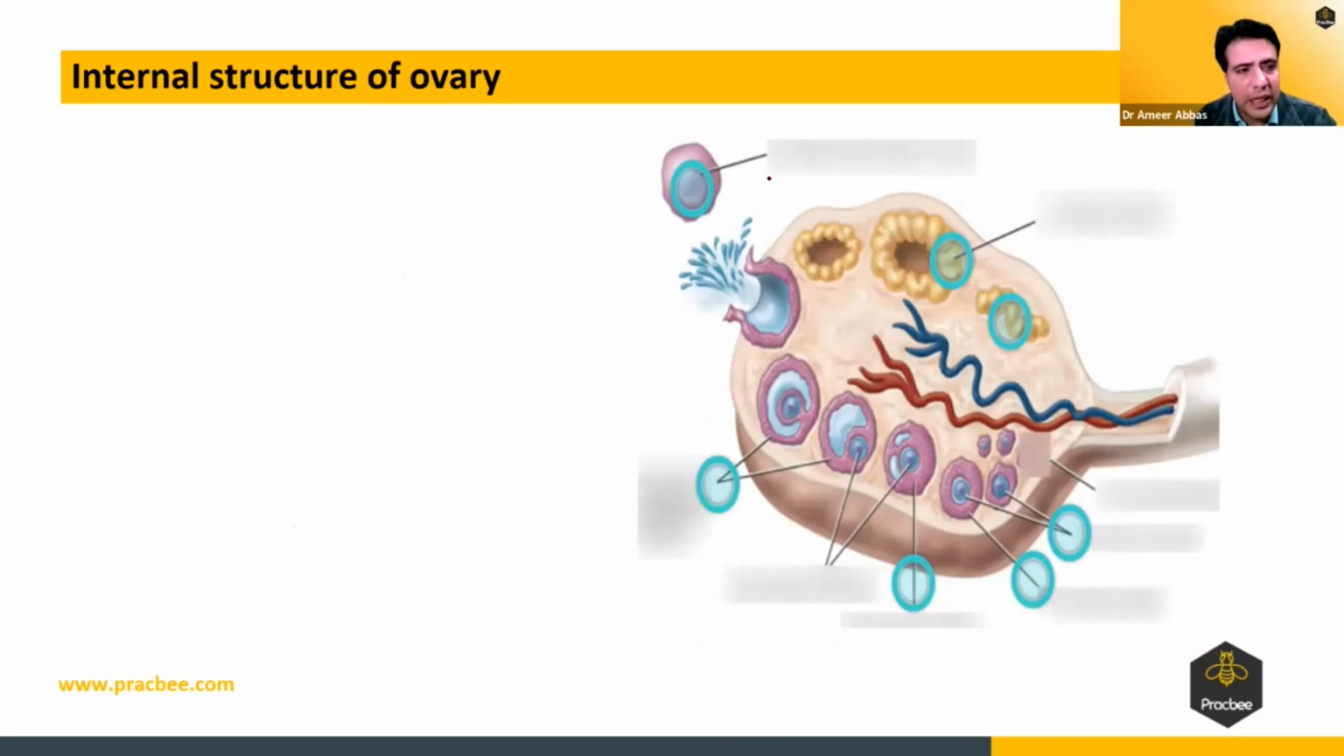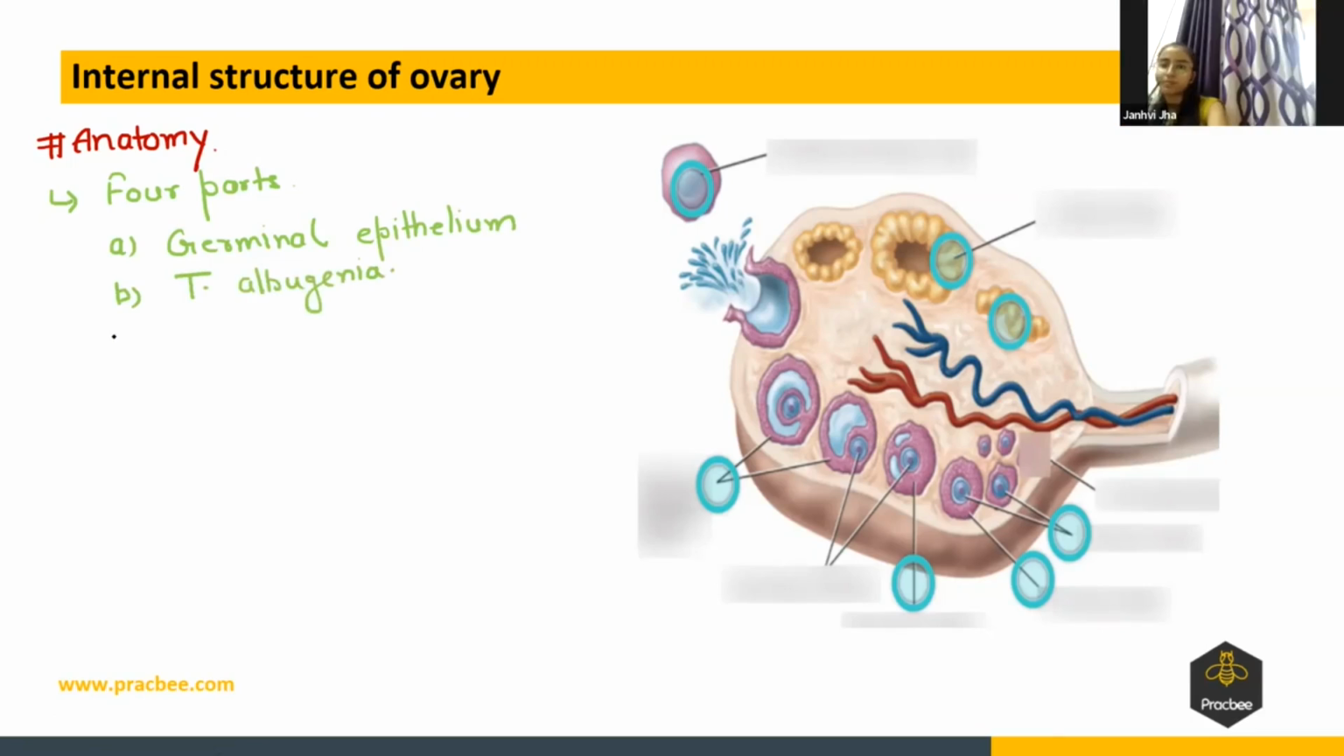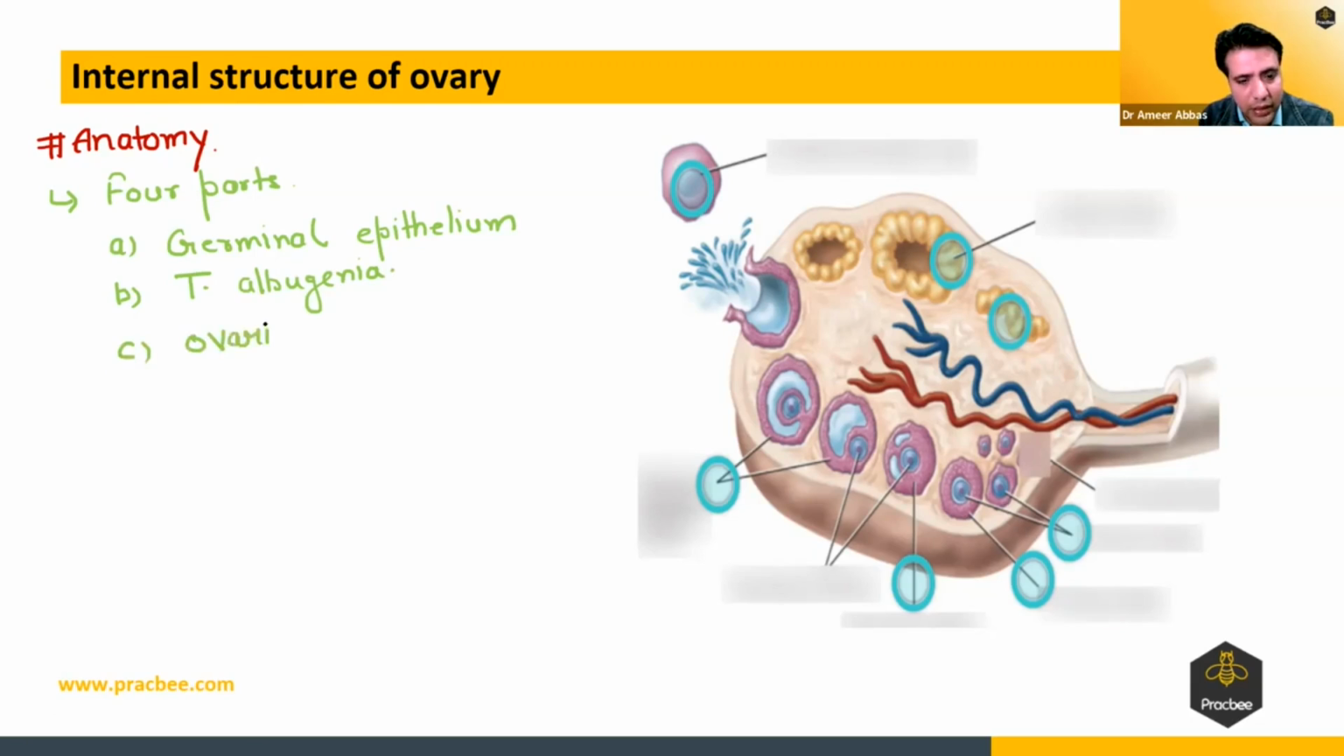So basically, anatomically, the ovary is divided into 4 parts. The number 1 part, the outermost layer, is the germinal epithelium. Inner to this layer we will find the tunica albuginea, and the third part is the central part, that is the ovarian medulla, and the last, the cortex part, is known as the ovarian cortex or ovarian stroma.